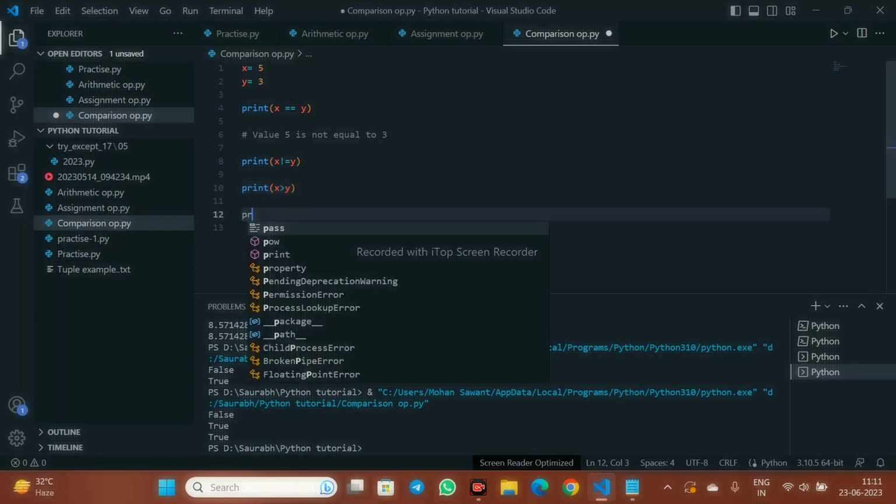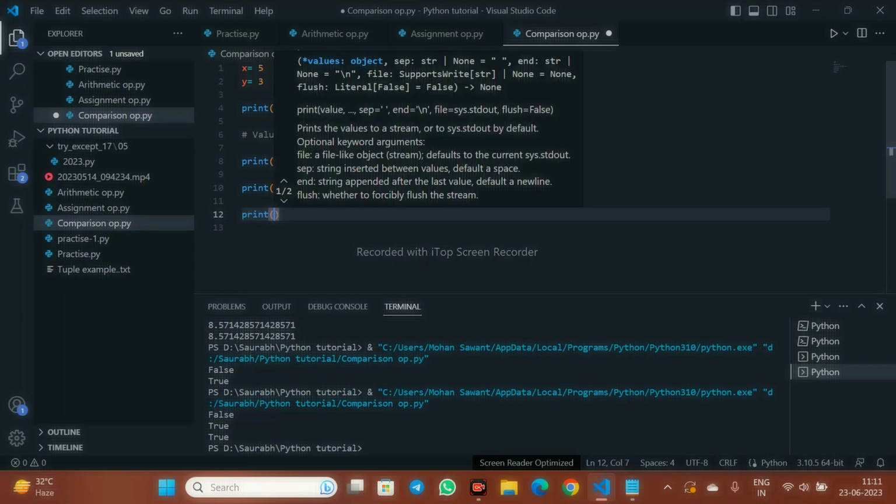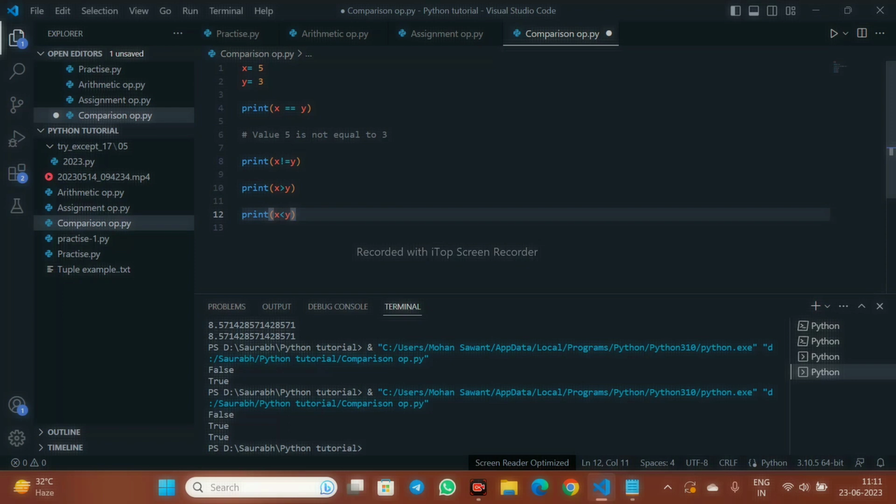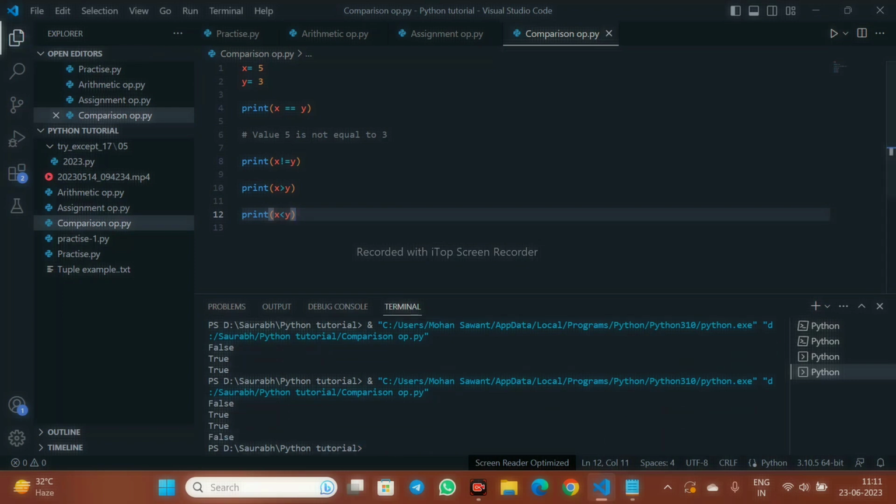Now if I put print x less than y, it becomes false because the value of the left operand, that is x, and the right operand is y, then it becomes false here because 3 is less than 5.